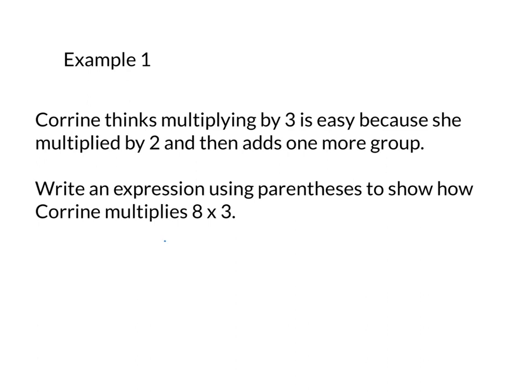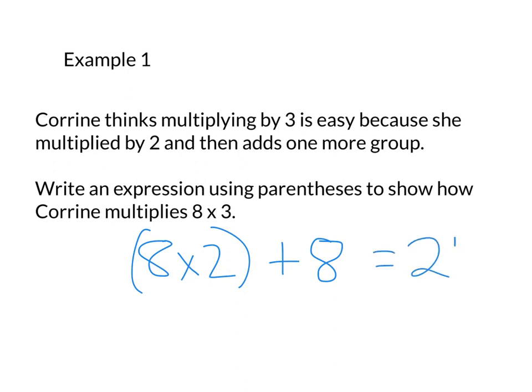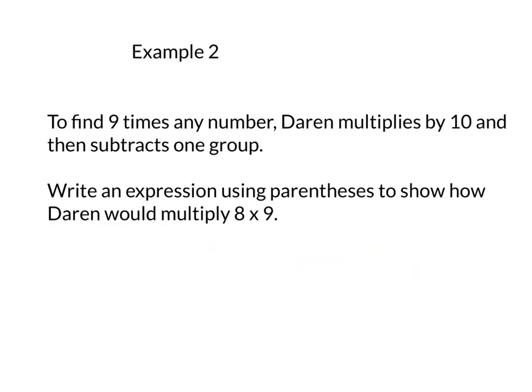We'll go ahead and write 8 times 2, and we'll put that in parentheses indicating that it comes first, and then we'll add 8 more. So 8 times 2 is 16, plus 8 more would be 24. So our answer there would be 24. We'll look at one more example and then we'll be done.